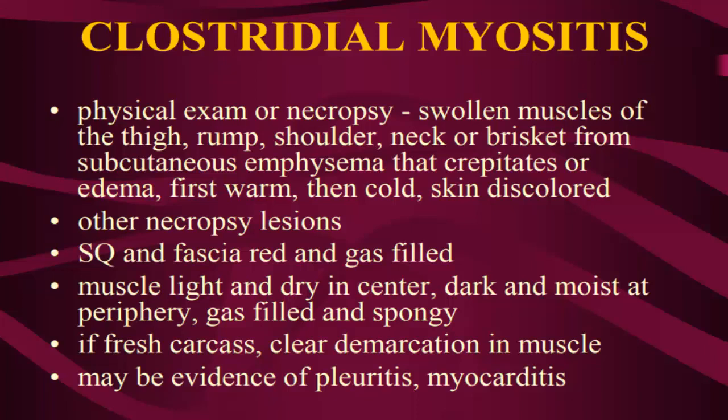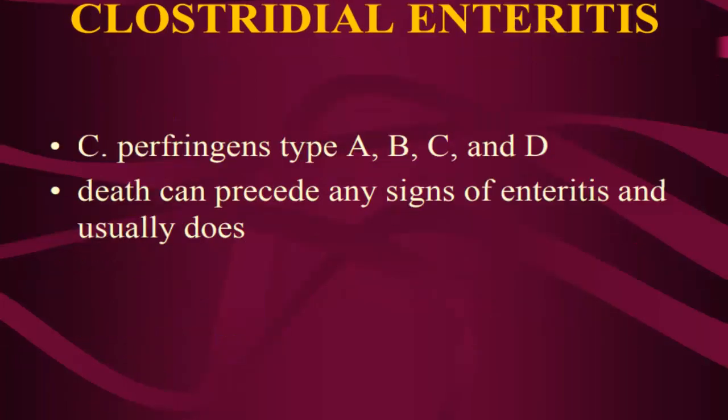Fascia red and gas-filled. Muscle is light and dry in the center, dark and moist at the periphery, gas-filled and spongy if a fresh carcass. Clear demarcation in muscle may be evidence of pleuritis, myocarditis. C. perfringens types A, B, C, and D: death can precede any signs of enteritis, and usually does.